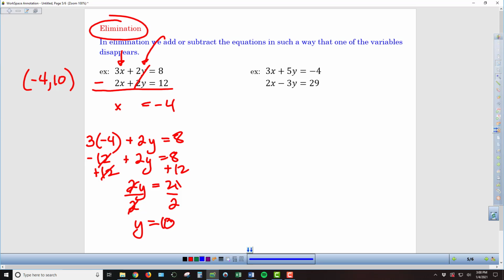In our last example here, we've got no match between the coefficients of either of the variables. Neither the x's match up nor the y's match up. Nor will substitution be a good option here, because isolating one of those variables is going to leave me with a fraction disaster.